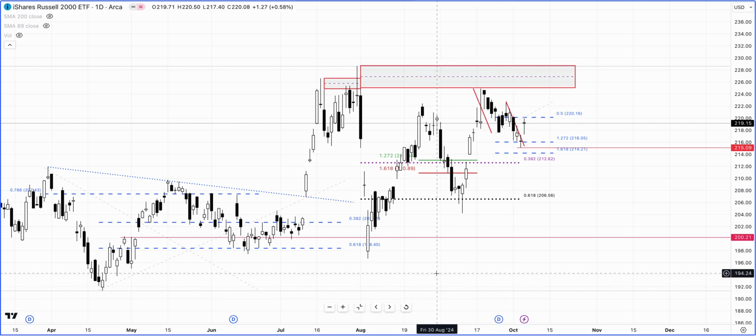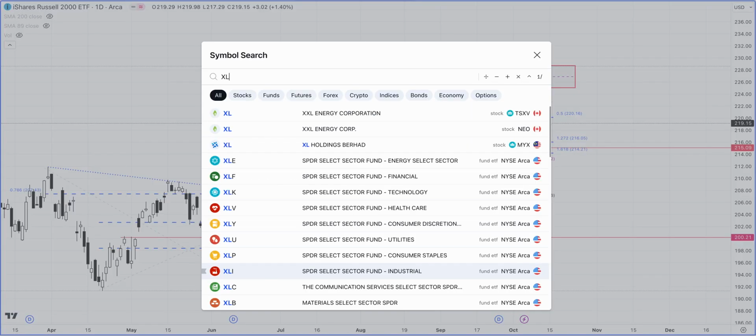So I think we have covered quite a lot of things. Now we can just move towards some of the sectors.